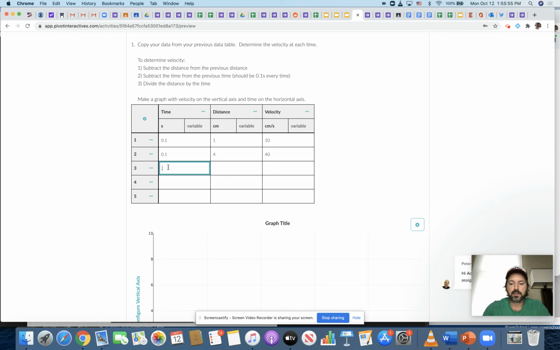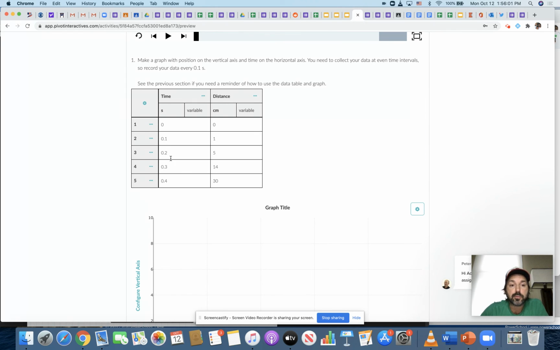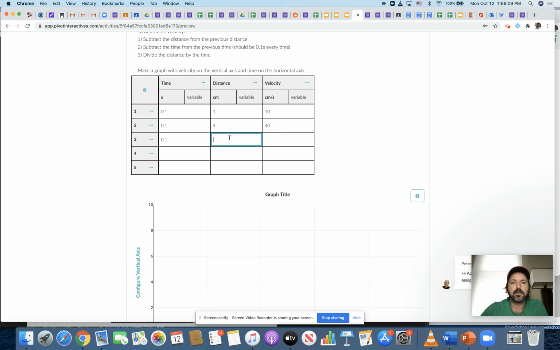The next time interval is going to be 0.1 seconds. We're going to go back up here and use from 0.2 to 0.3, which is 0.1. The distance traveled goes from 5 to 14. Subtract those, and that is a distance of 9. And now we get a speed of 90, because 9 divided by 0.1 is 90. So that is how you do this.